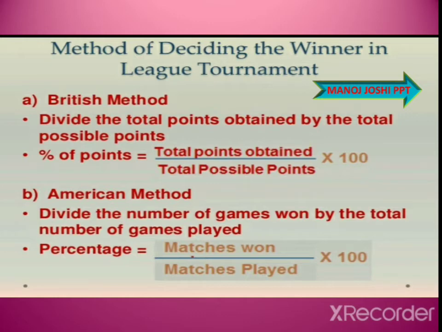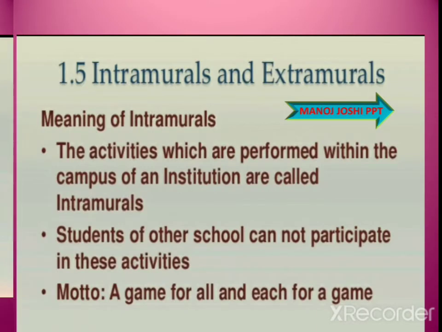by the total possible points. So we calculate the percentage of points: total points obtained by the team into 100 divided by total possible points. This way we find out the percentage of points. Then whichever team gets the highest percentage is declared the winner. The American method is not much in use, so I am not discussing it now.